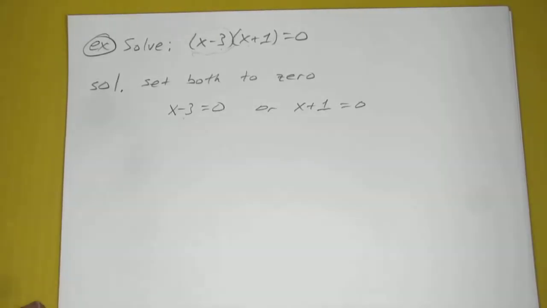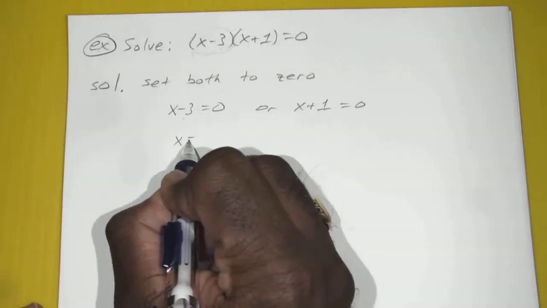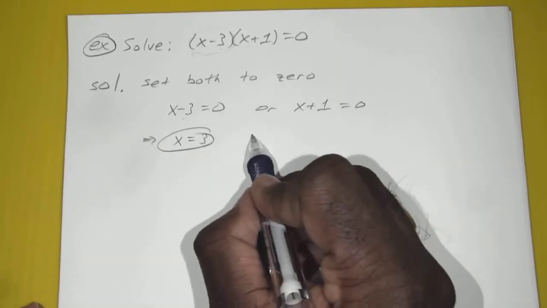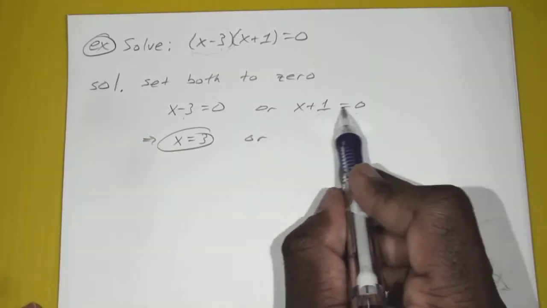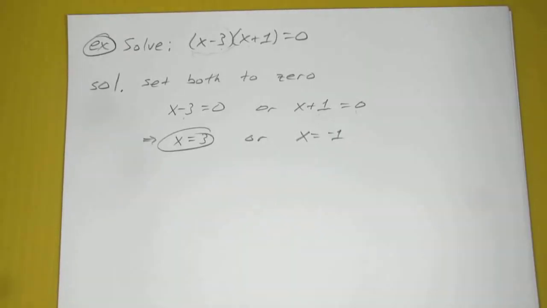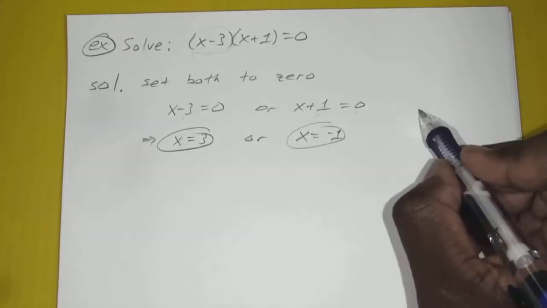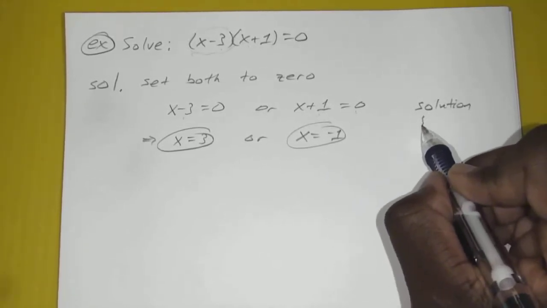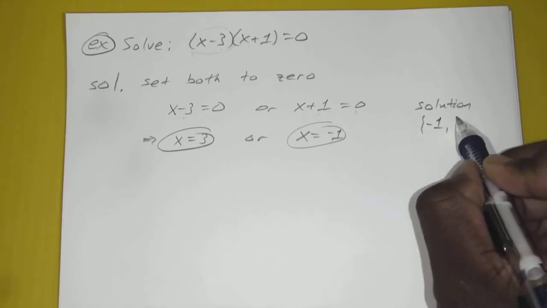Okay, so if we add 3 to both sides, x can equal 3. Or if we subtract 1 from both sides here, x can equal negative 1. So your solution can be either negative 1 or 3.